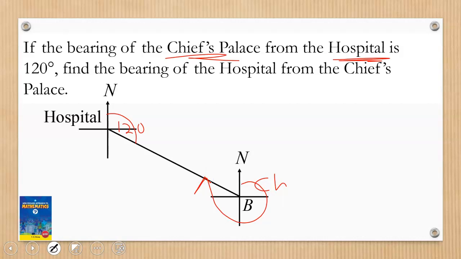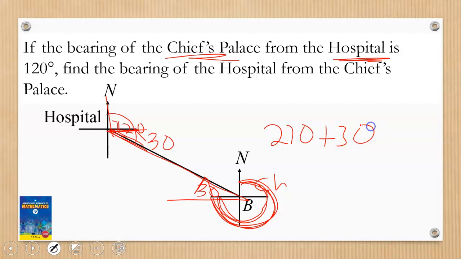Now, how do we get it? We know that the small angle here is going to be 30 degrees because 90 plus 30 will give us the 120. That means the angle also over here will be 30 because of alternate angles, right? Now, if this 30 is added to the 270 angle that we have here, because you're going to have 90, 90, 90, making 270, plus 30, that will give us 300 degrees. So the bearing that will take us back is 300 degrees.